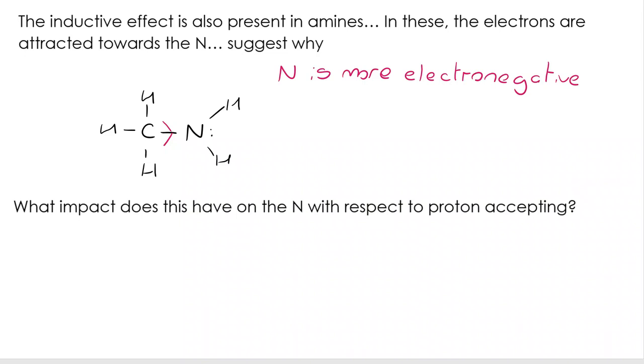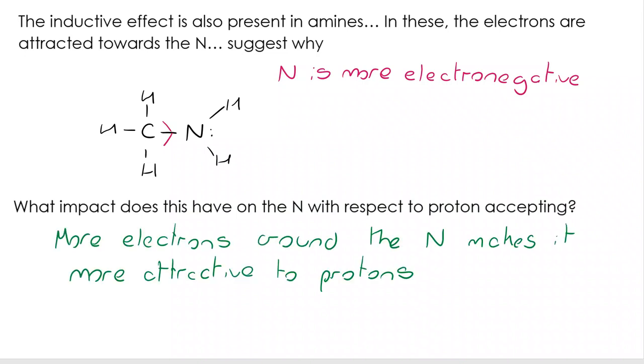So what impact will that have on the N with respect to proton accepting? Well, actually, this is the reverse of what we saw with carbocations. We're making that nitrogen more negative. We're putting more electrons around it. And because it's attracting protons, that's going to make it much more attractive.